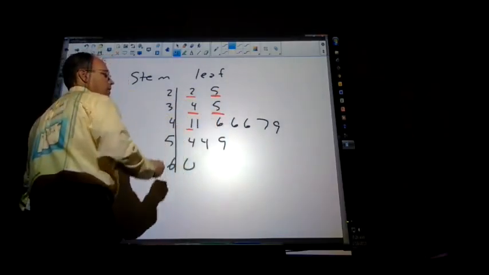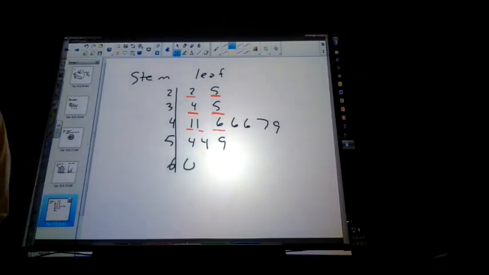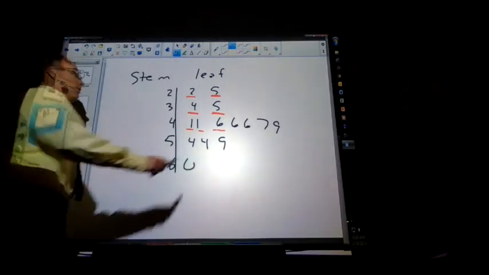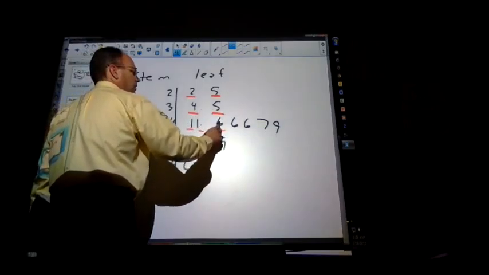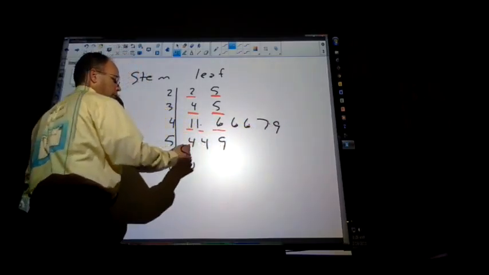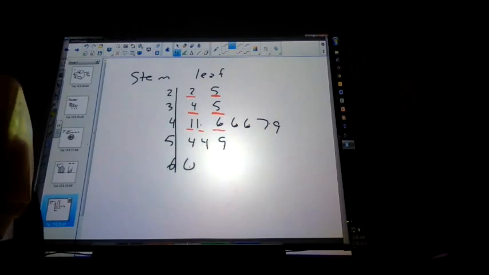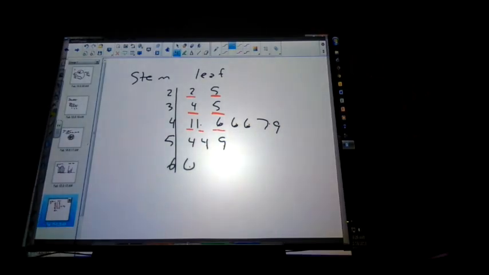Hey, how do I find the middle of this data? The median? Yeah, we've got to find the middle. So we're talking about 1, 2, 3, 4, 5, 6, 7, 8, 9, 10, 11, 12, 13, 14, 15 numbers. What is the middle of 15?